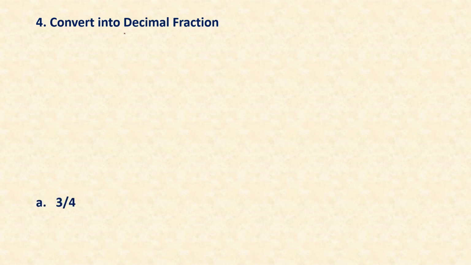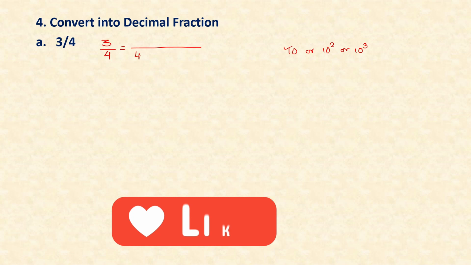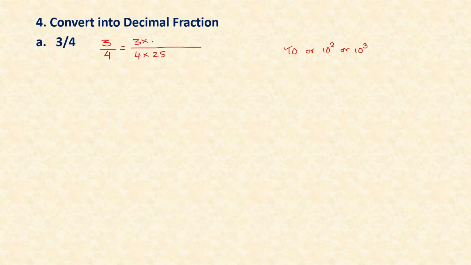Convert into decimal fraction. For a decimal fraction, the denominator should be either 10 or a power of 10, that is 10 square or 10 cube, like this. So let us think, can we convert 4 to 10, by multiplying some factor with 4? No, it is not possible. Can we make it 100, that is 10 square? Yes, if we multiply 4 by 25, it will become 100. Then multiply the same thing in the numerator, and it will become 75 divided by 100. This is a decimal fraction, and you can also write this as 0.75.